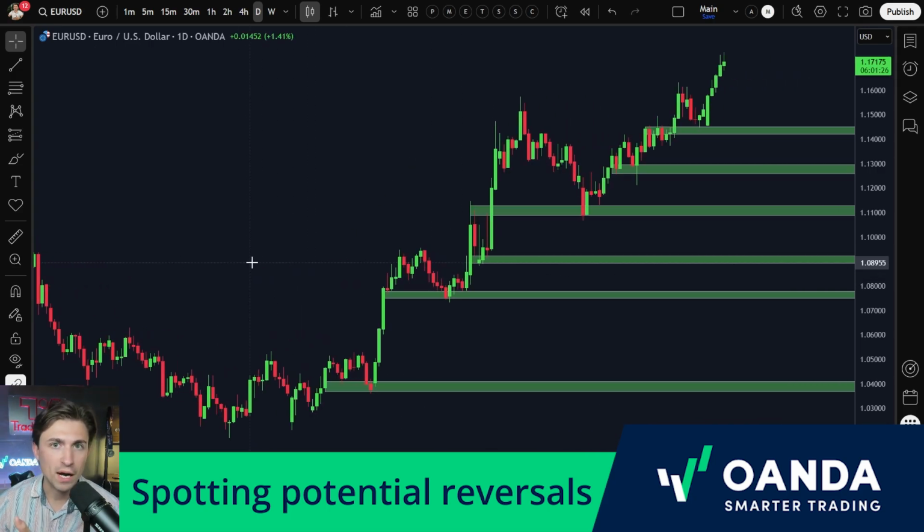Now, another way to spot reversals, and this is in my personal view a way that I really like to do this, I like to look for market structure to fail to hold an upward trend or a downward trend.